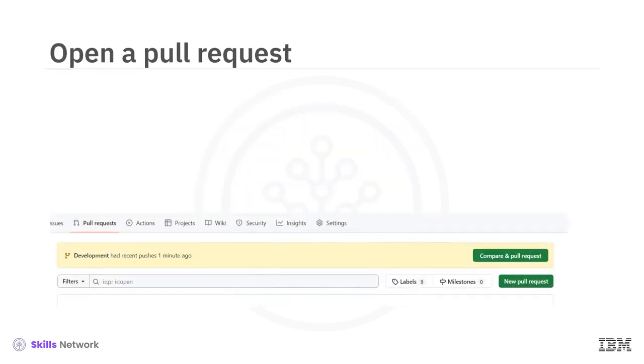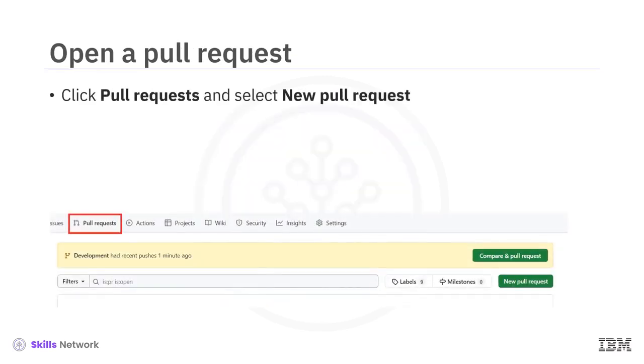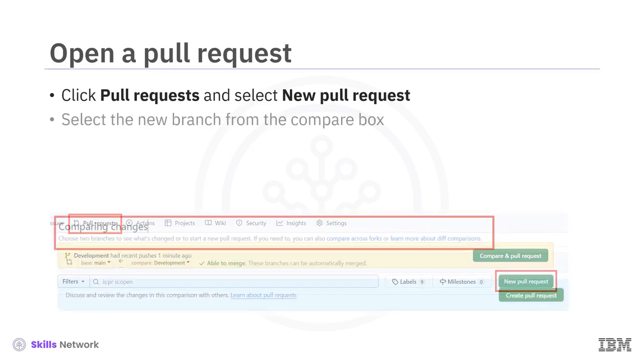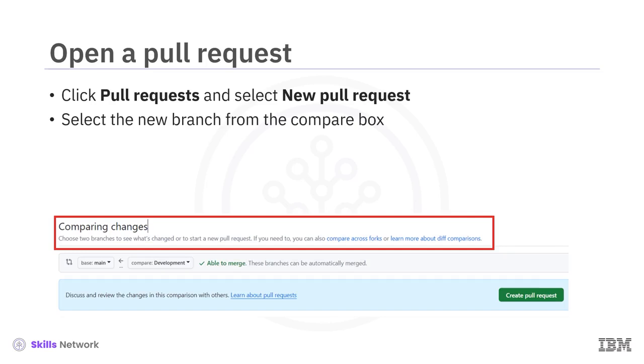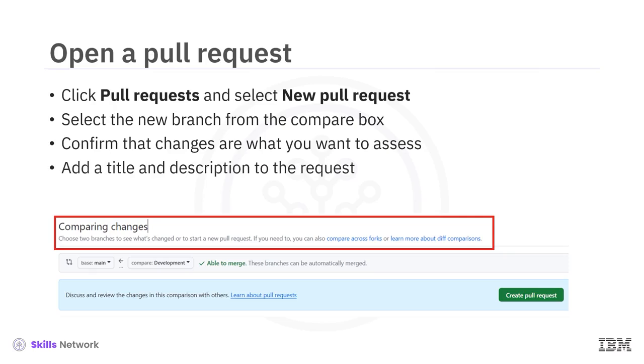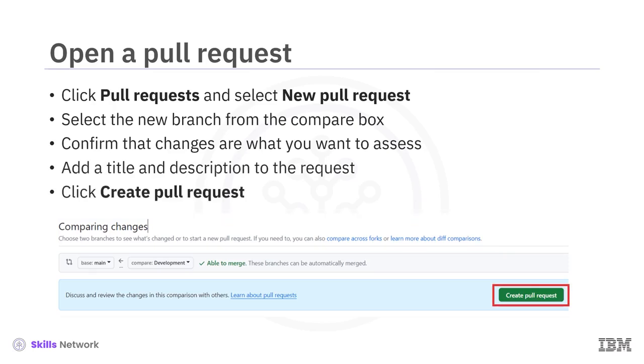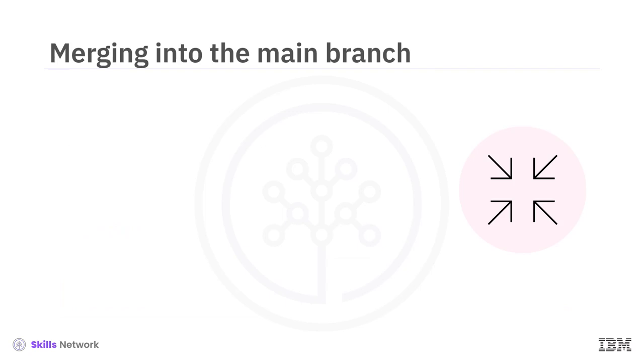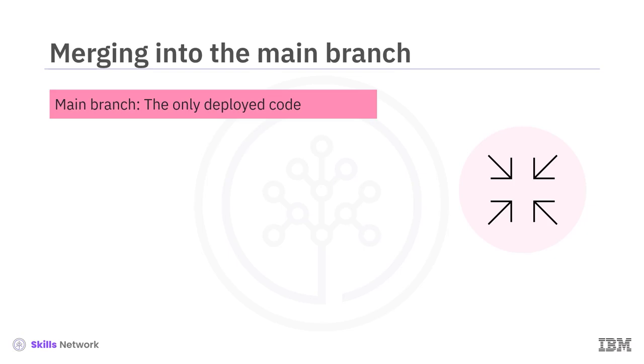To open a pull request, click Pull Requests and select New Pull Request. Select the new branch from the Compare box. Scroll down to view the changes. Confirm that the changes are what you want to assess. Add a title and description to the request. Click Create Pull Request.